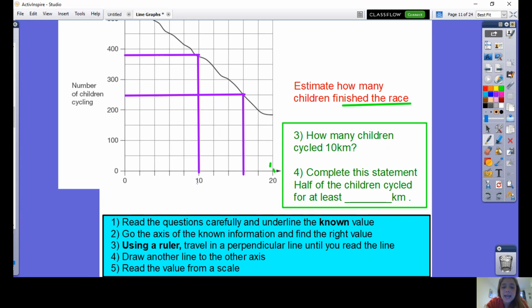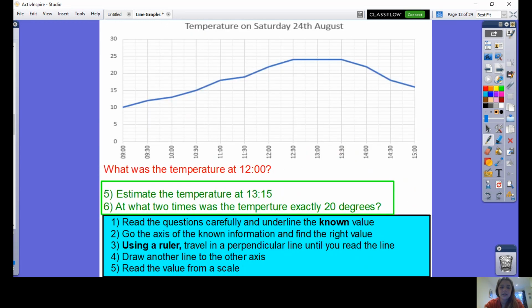Remember, you're starting at the value you know and going across to the line. Now I need to read this. This is 10, this is 20, there's 5 jumps in between: 10, 12, 14, 16. At least half of the children travelled for at least 16 kilometres. Again, at this point, if you're struggling with these questions, just go back and rewatch part of the video.